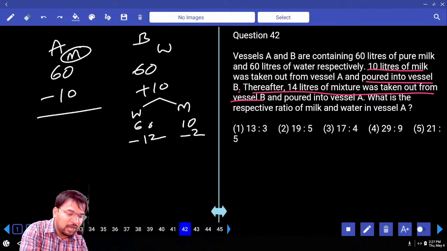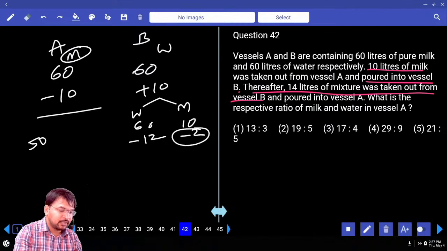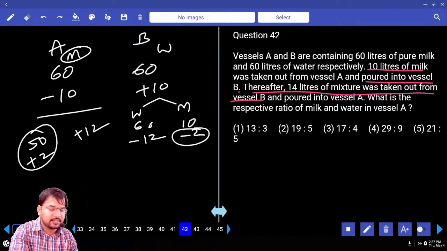Total 14 coming out and poured into vessel A. Vessel A already how many liters of milk is there? 50. Here you have 2 liters are pouring, na. Then it becomes 52, na. And water is 12. This is milk and this is water.